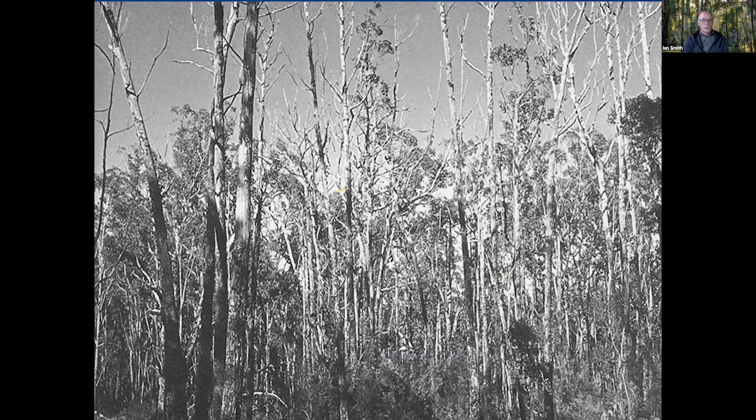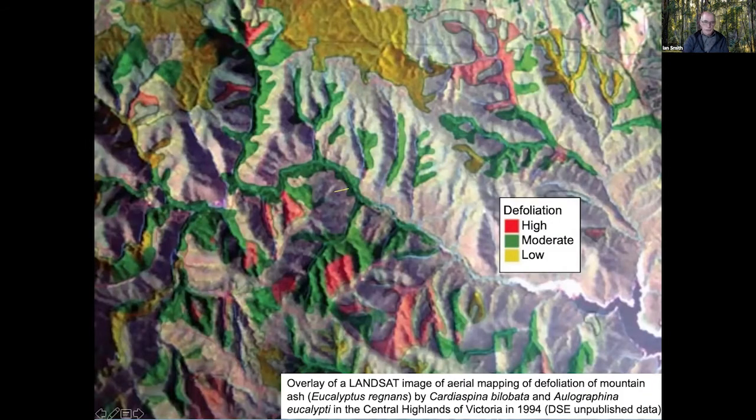And when we looked at the areas in landscape images in 1994, you can see the extent of the defoliation due to the combination of Aulographina and the psyllids throughout the areas. But the interesting thing was that in the gullies, while the defoliation was extensive across the sites, it was only the gully areas where you actually had tree deaths.